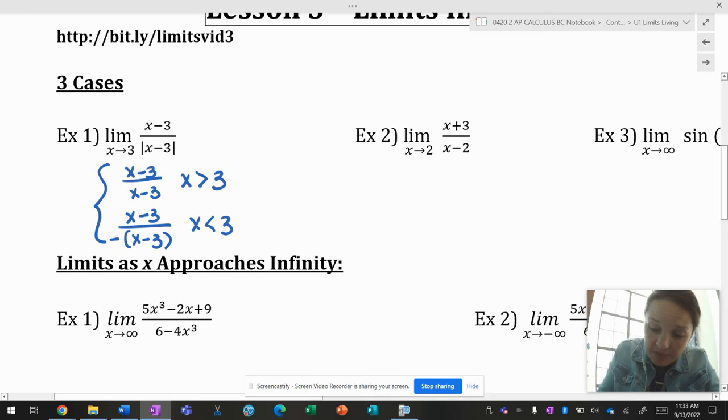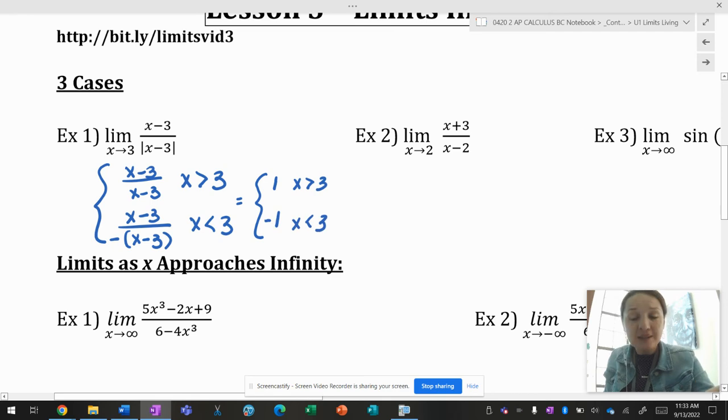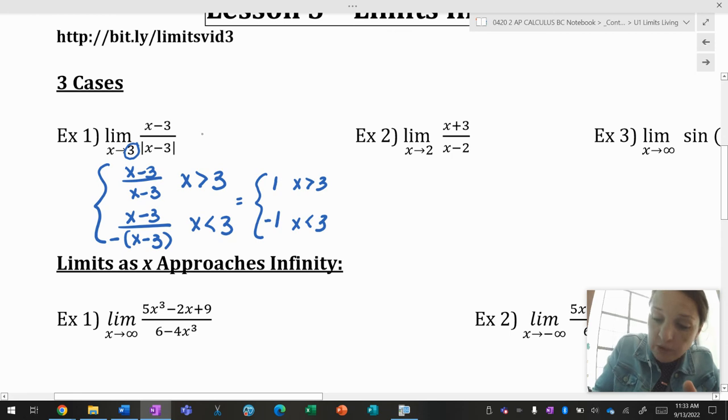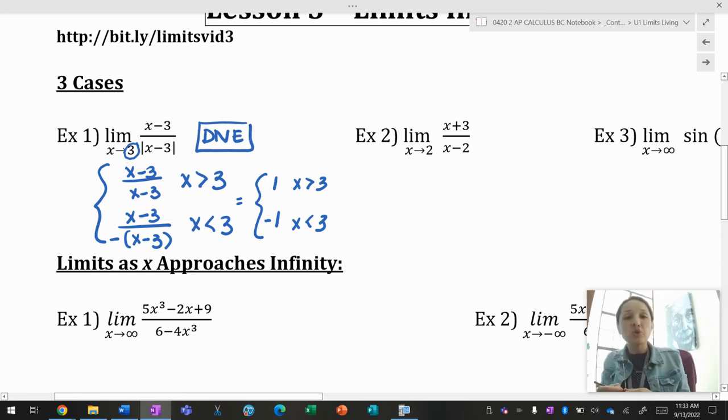So if I want to simplify that even more, it becomes 1 for when x is greater than 3 and negative 1 for when x is less than 3. So if I want to evaluate the two-sided limit as x approaches 3, it's going to 1 from the right of 3 and negative 1 to the left of 3, which means I don't know which way it's going. So this limit doesn't exist because this is a function that has steps.